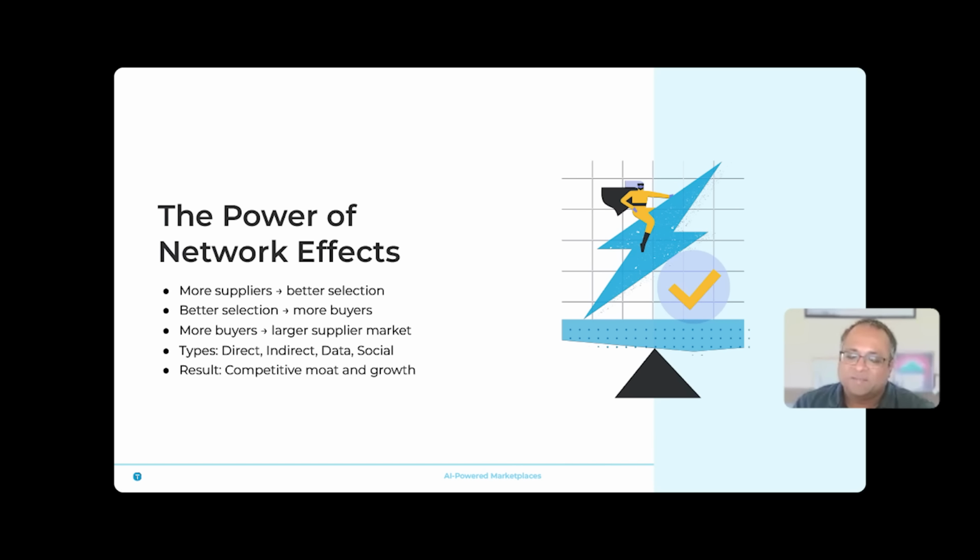So for all of these reasons, increasing the network effect is very, very important. And you can do it direct, indirect. You can get a ton of third-party data, and you can do a ton of social media buying as well.